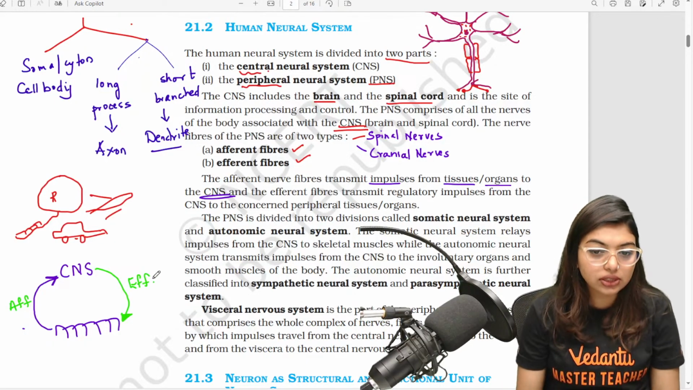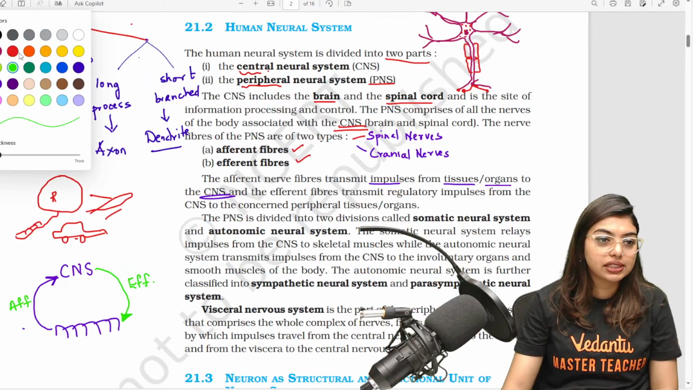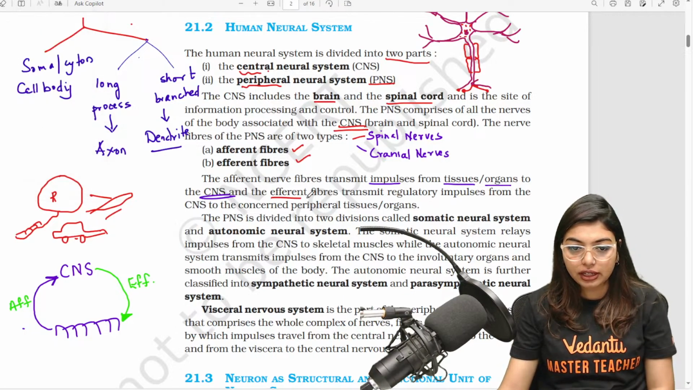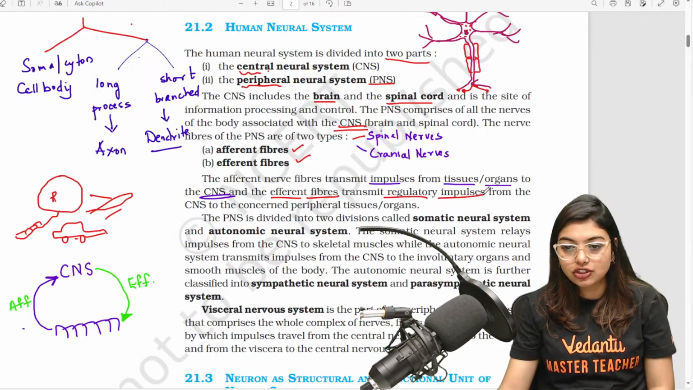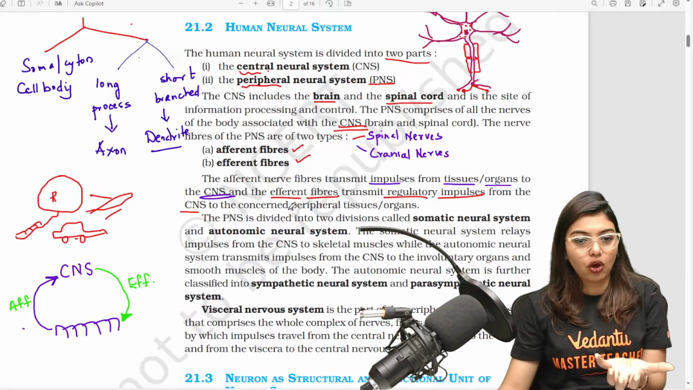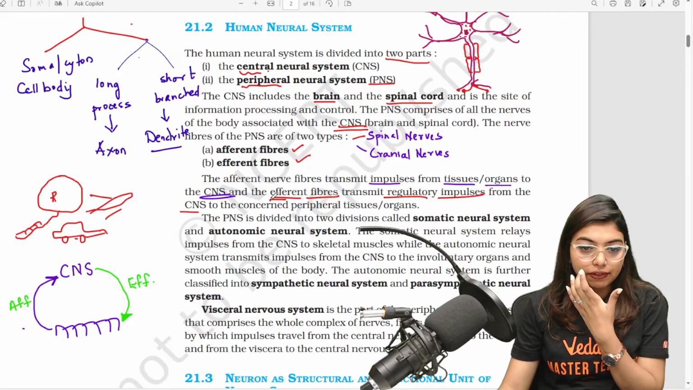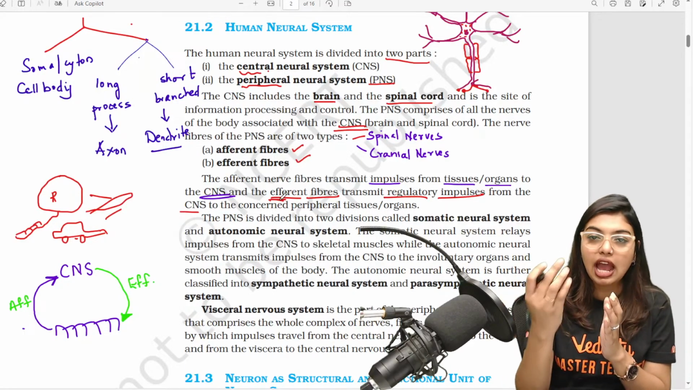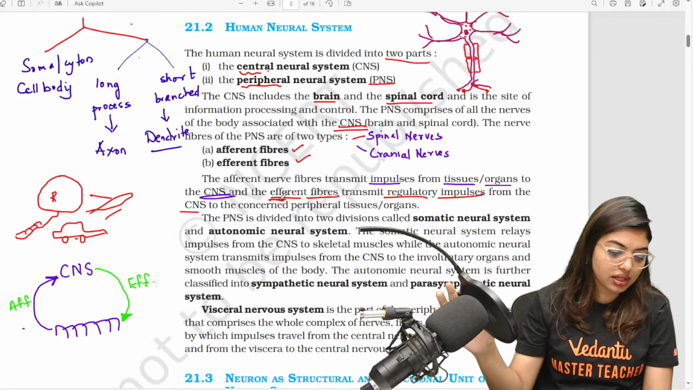Done, all of you? Yes or no? Is it clear? Easy peasy. So efferent fibers transmit regulatory impulses from the CNS to the concerned peripheral tissues and organs. So always remember, ef means the one who is leaving, af means the one who is coming in.